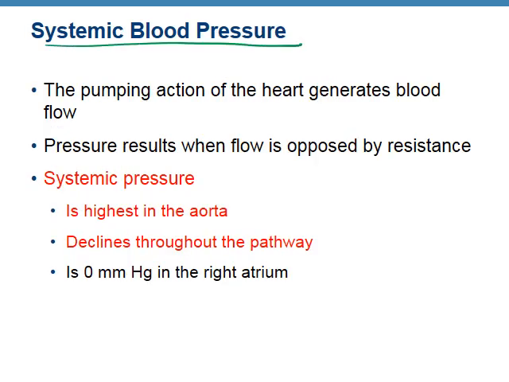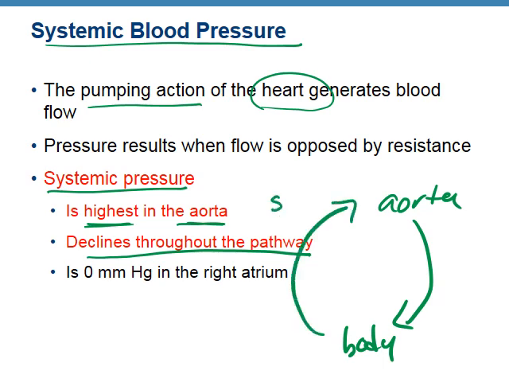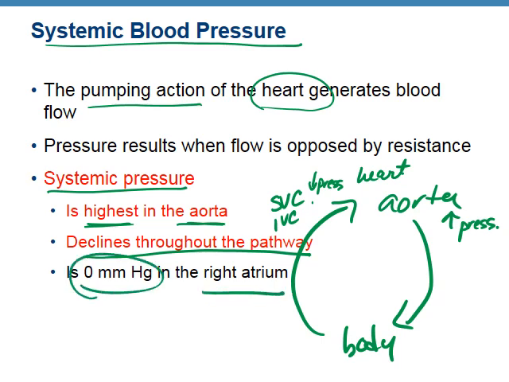So systemic blood pressure is the pumping action as the heart generates blood flow. Remember, systemic pressure is highest at the aorta, and it declines through the pathway. What do I mean by pathway? You start at the aorta, you go through the body, and then you go back through the superior or inferior vena cava back to the heart. So the pressure is the highest here, and the lowest as it returns to the heart. It is 0 millimeters of mercury going back to the right atrium.